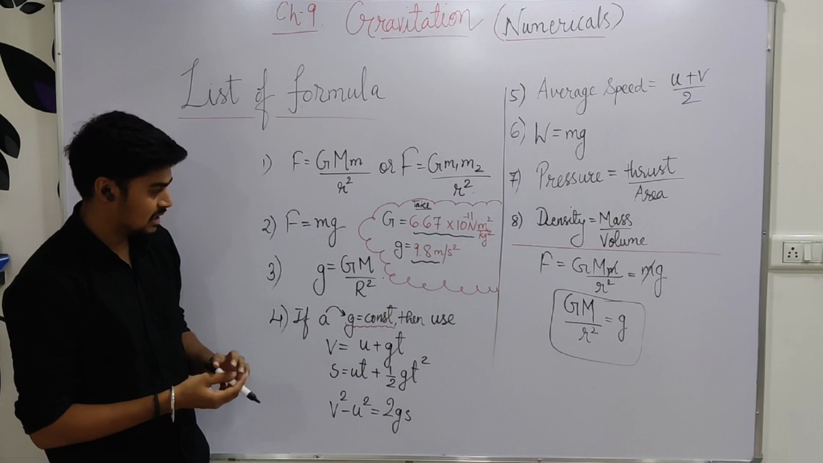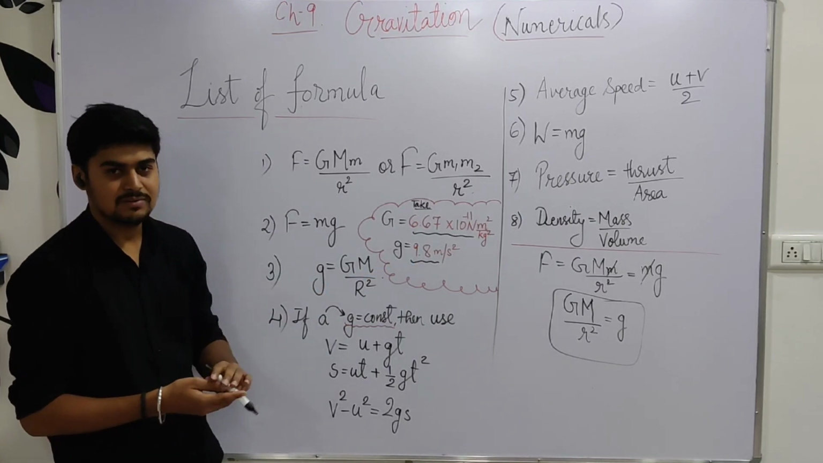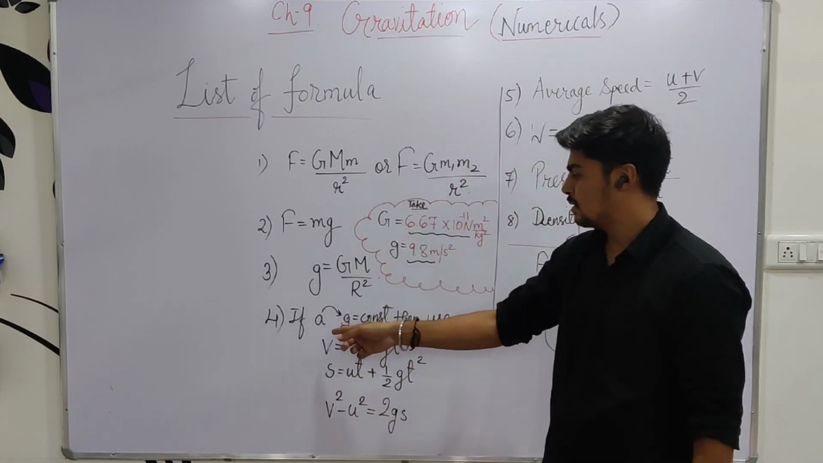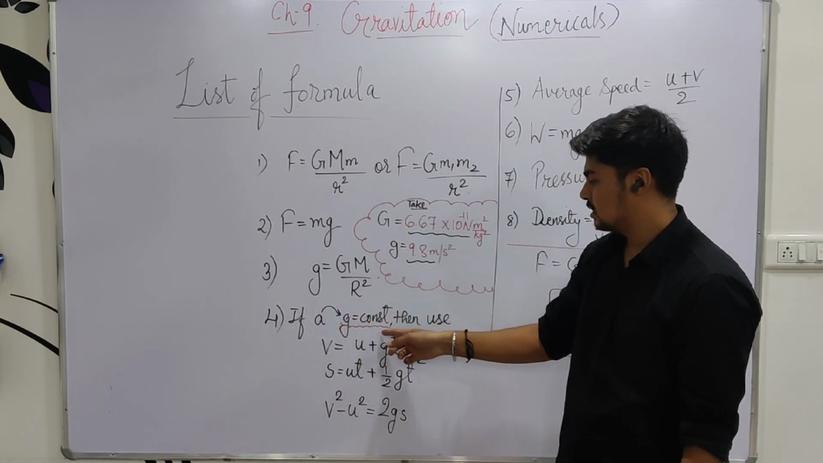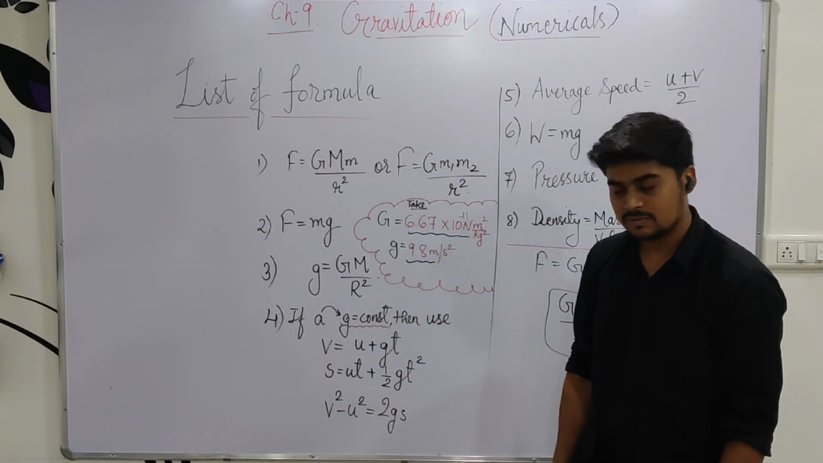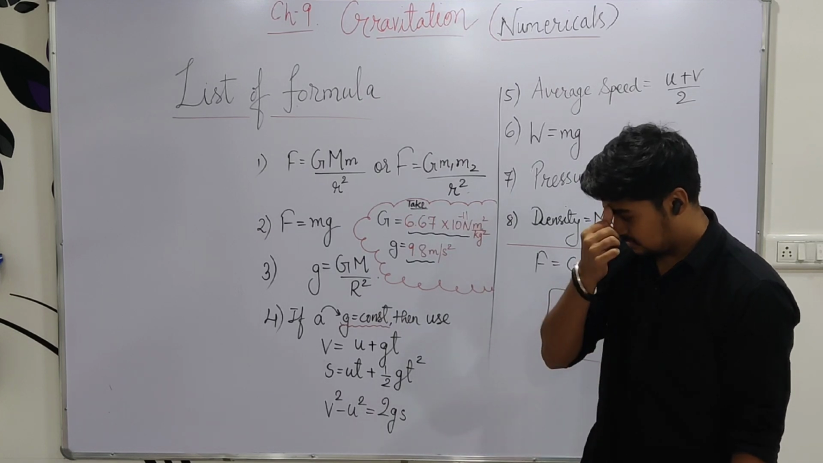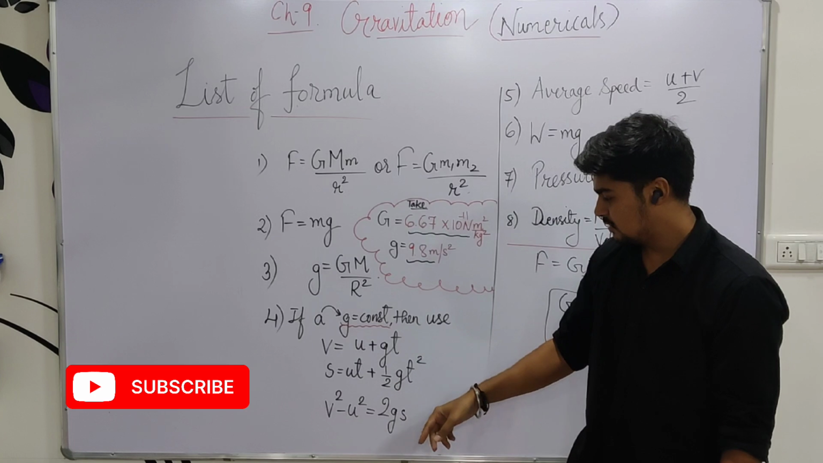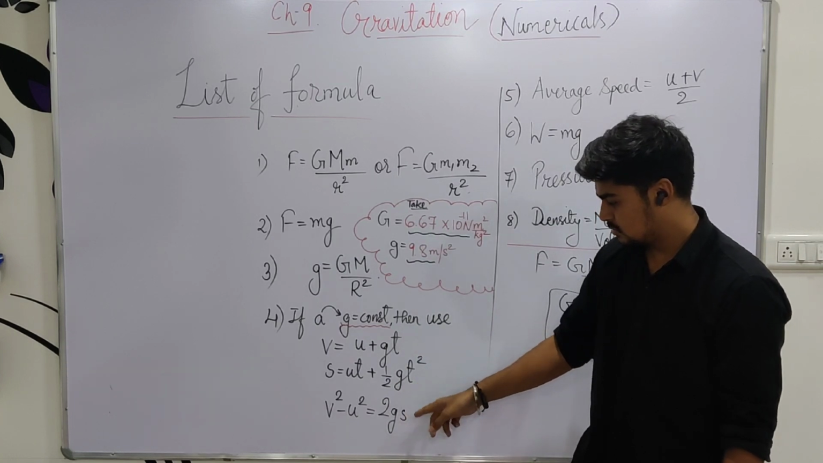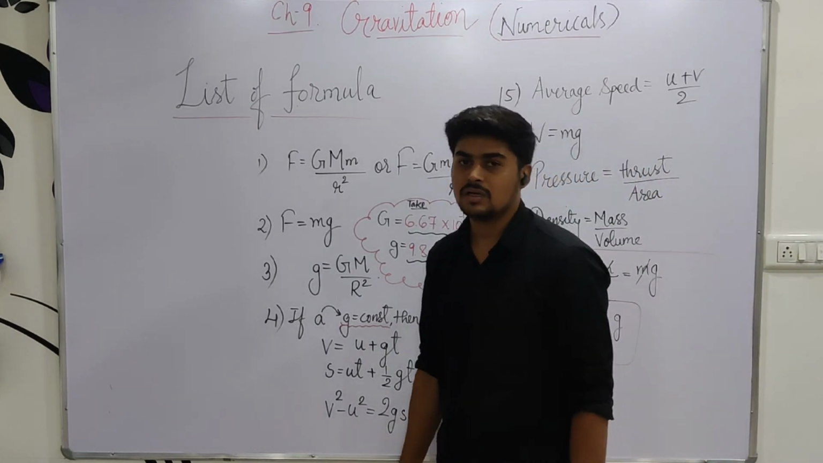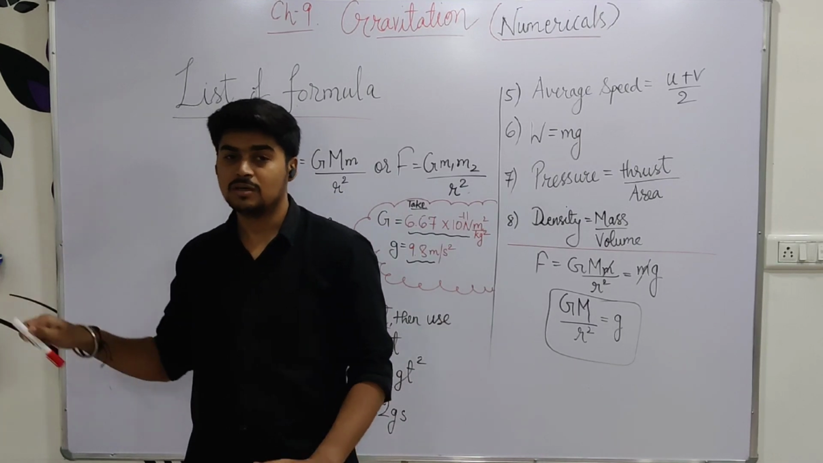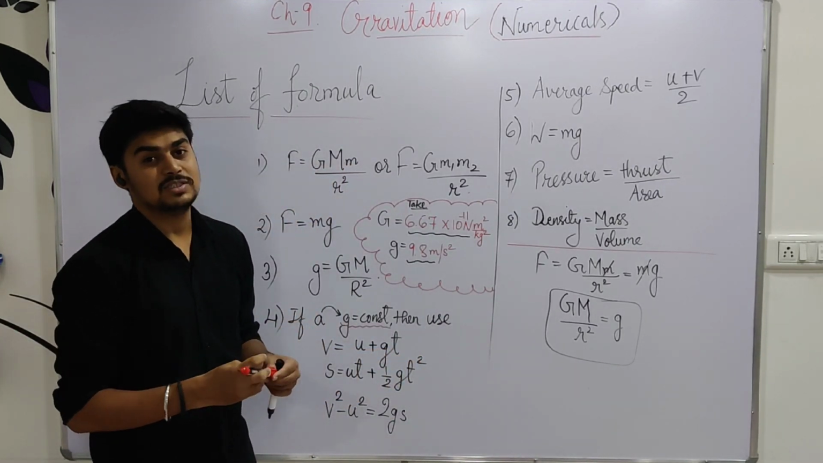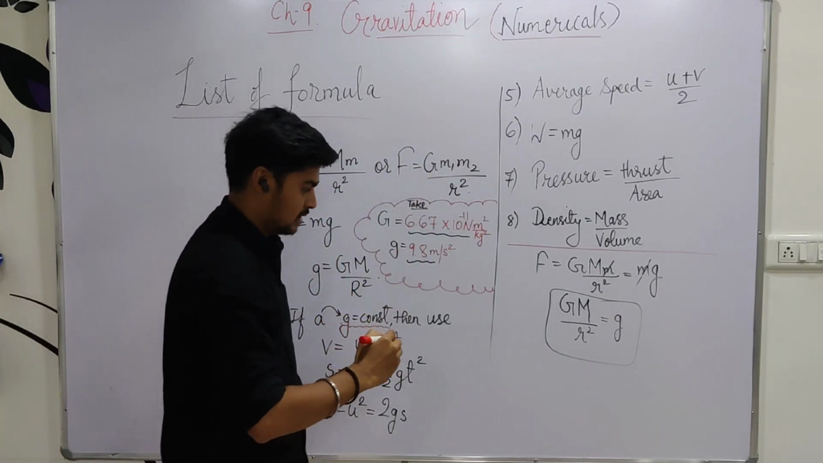And as you see, this gravitational acceleration is 9.8 meter per second square, which we take as constant. Then we can use the equations of motion, which is v is equal to u plus, instead of a we will just write g, so v equals u plus gt, s equals ut plus half gt square, and v square equals u square plus 2gs. Okay, but the thing we have to keep in mind while solving the numericals is the sign of g. That is the most important part.